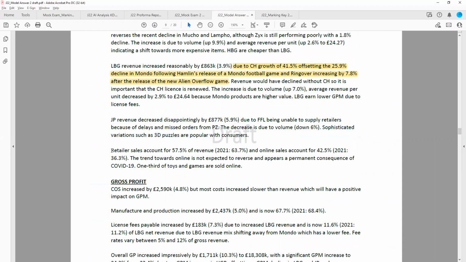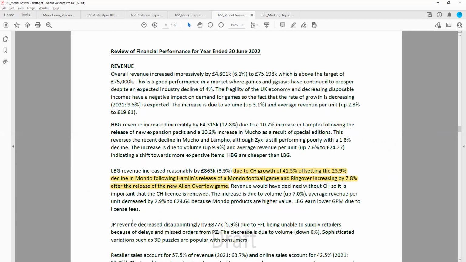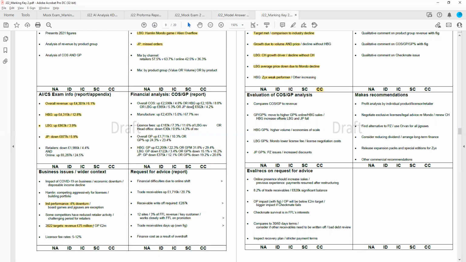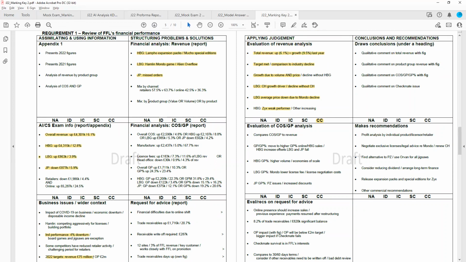And then we looked at mix as well. You could have looked at product mix, product group mix, or you could have looked at channel mix. Looked at channel because we haven't looked at anything on channel yet. And there's a few good points you could mention here. The trend is not expected to reverse, a couple of context points. And then you could put COVID in there as well, mentioning that, in the industry, a third of toys and games are sold online. You could have mentioned that FFL is now higher than the industry typical figure. So yeah, you could have had mix.